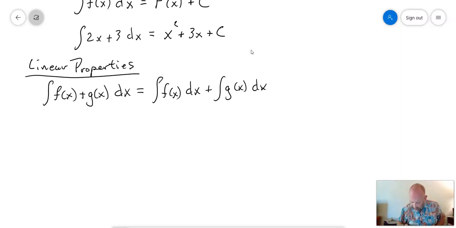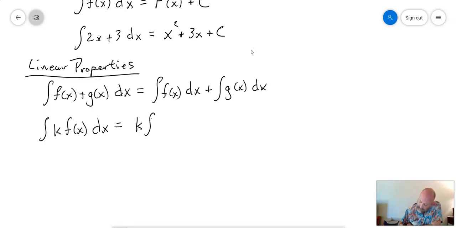The other thing that's really nice is that if I have the integral of some constant times a function, what I can do is the same thing as I do with derivatives: I can pull that constant through the integration. So I get k times the integral of f of x. So it's pretty straightforward.